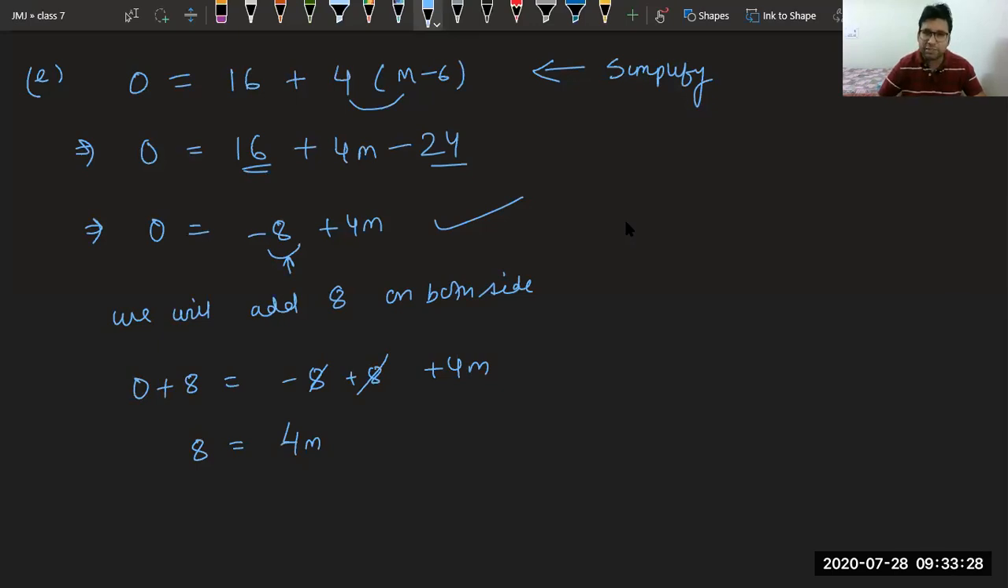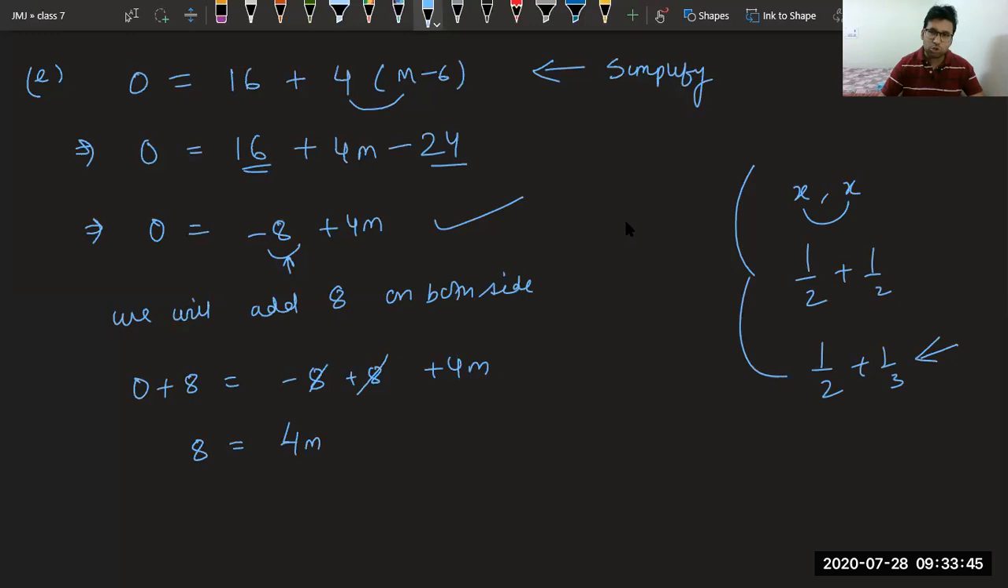Like numbers means which are like. Suppose if I say x and x, they are like terms. If I say 1 by 2 plus 1 by 2, they are like fractions. If I say 1 by 2 plus 1 by 3, they are unlike fractions. Like fractions are those fractions that can be added, subtracted very easily.